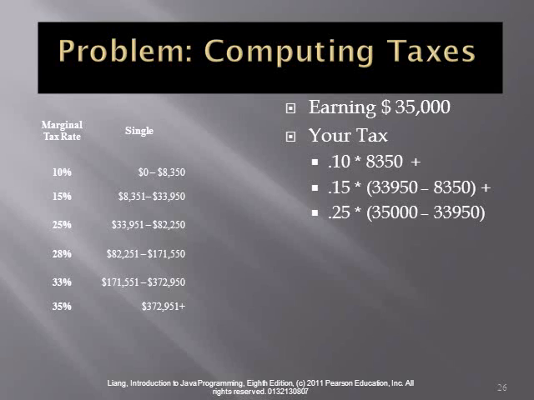$3,840. And finally, my earnings of $35,000 fall between that range on line 3, but since I've already computed my tax on the first $33,950, I only have to compute tax on the remainder, what's left over after that $33,950, and that's $1,050, which would be taxed at 25%.